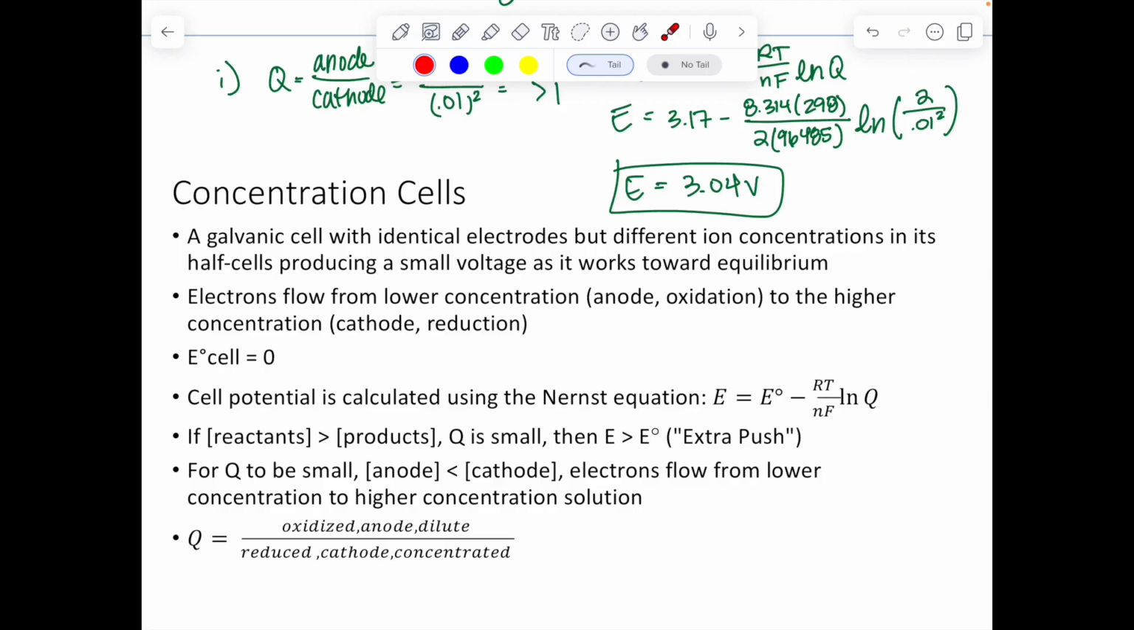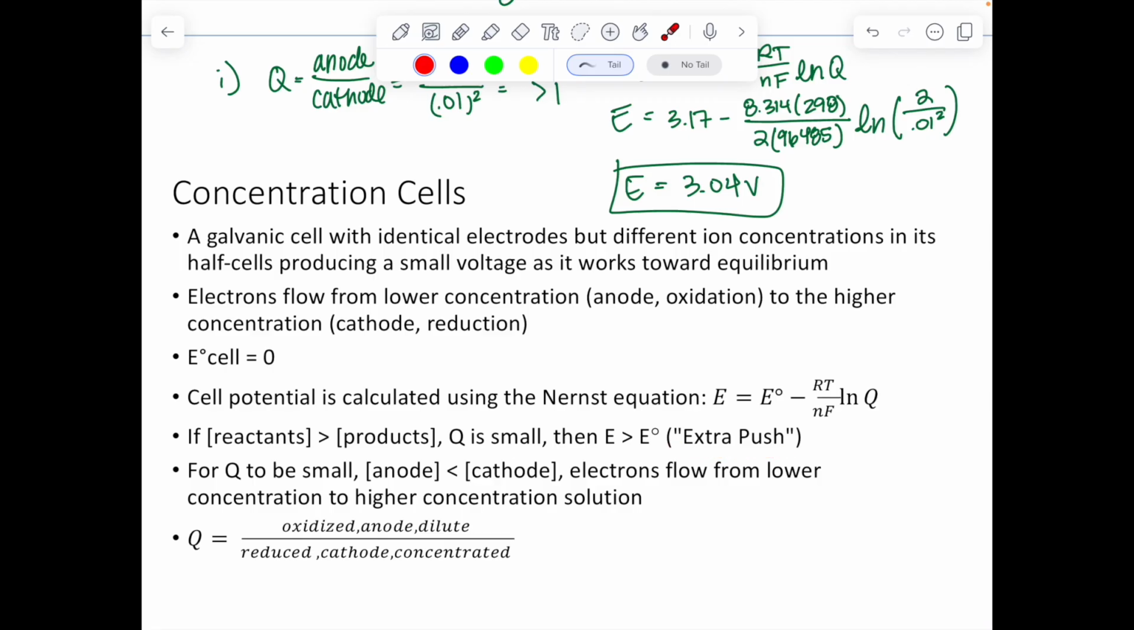The cell potential is just calculated from this equation that we were using before, our Nernst equation, but this value here is going to be 0, so it's all due to the Q. So our products to reactants ratio. If our reactants are bigger than our products, so this is the bottom term, the denominator, and here's our numerator. So if our denominator is bigger, then Q is going to be small. And remember that that was the extra push.